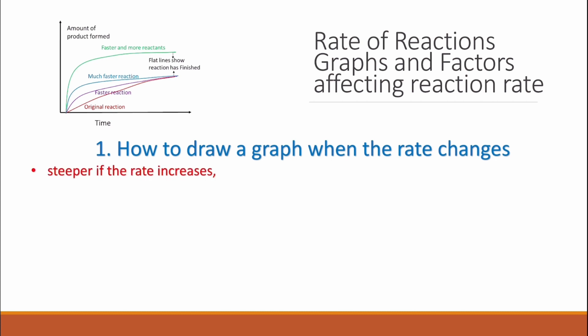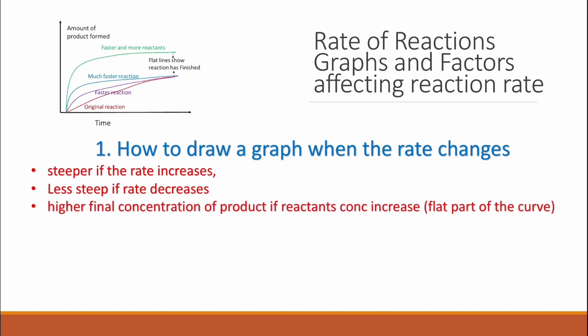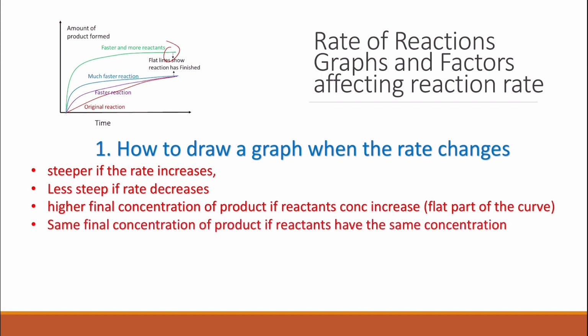So remember that the curve will be steeper if the rate increases and less steep if the rate decreases. Also, the final concentration of the product will be higher if we increase the concentration of the reactant. But if we keep the concentration of the reactant the same and we change other factors, then the curve will be either steeper or less steep, depending on whether the rate is going to increase or decrease, but the final concentration of the product will remain the same.